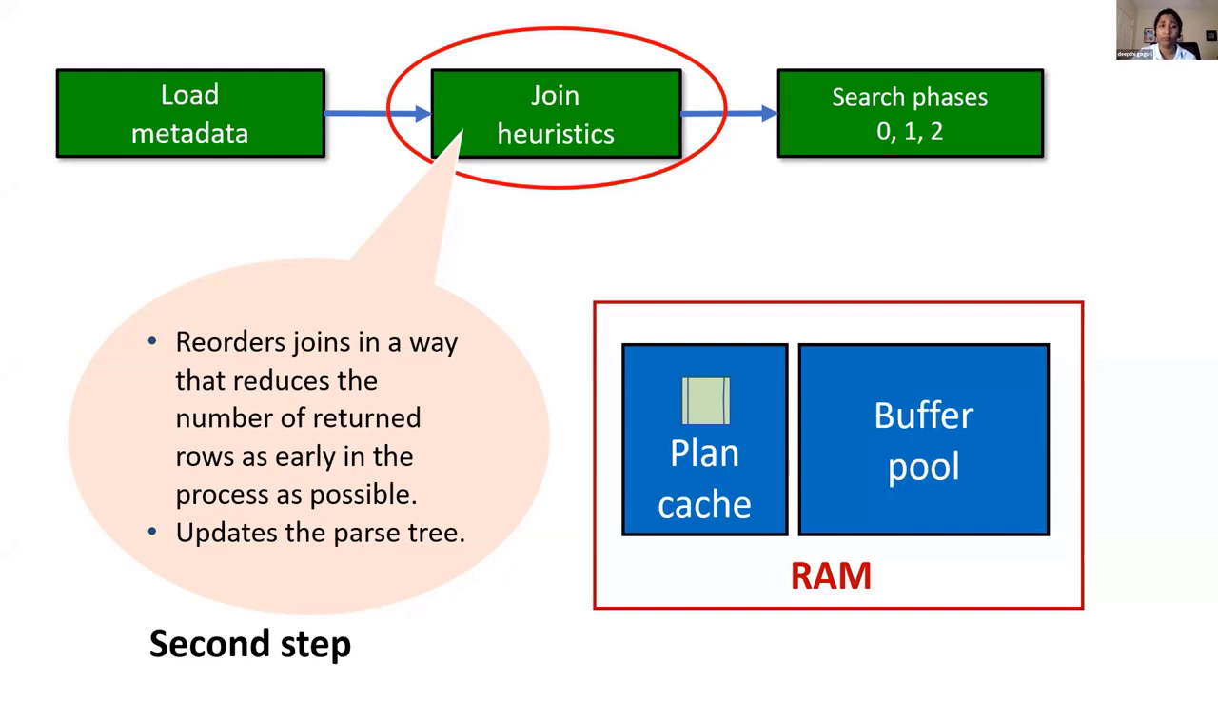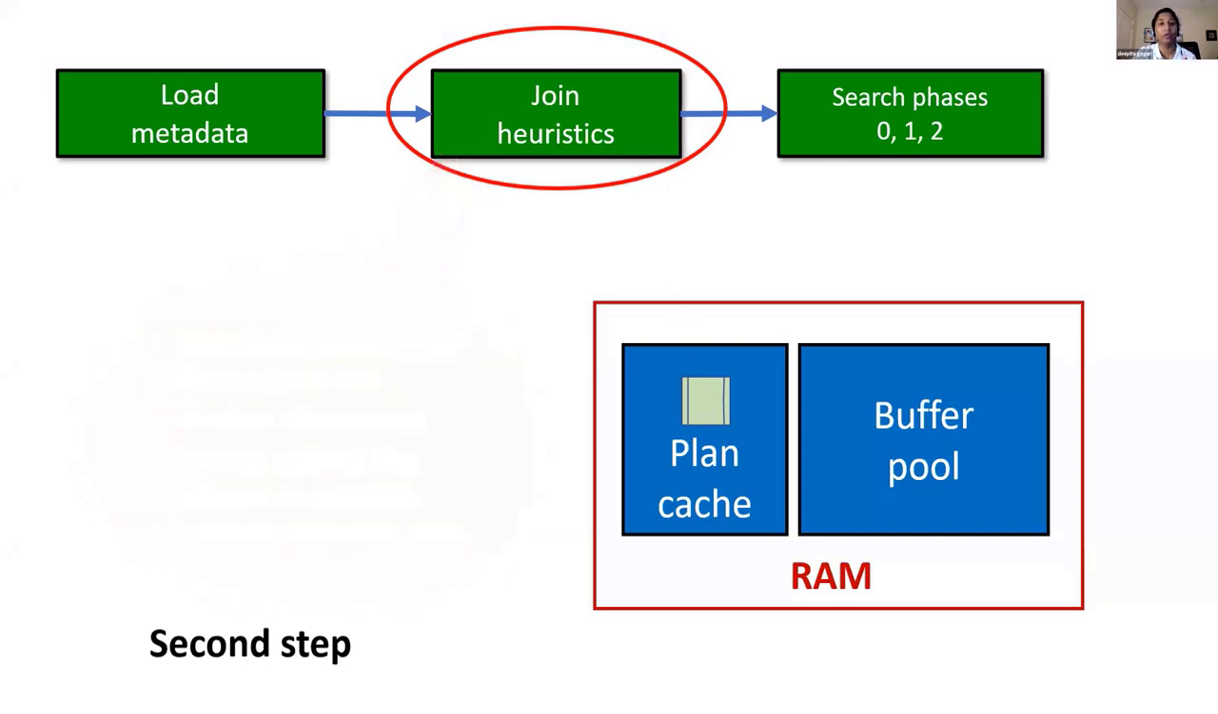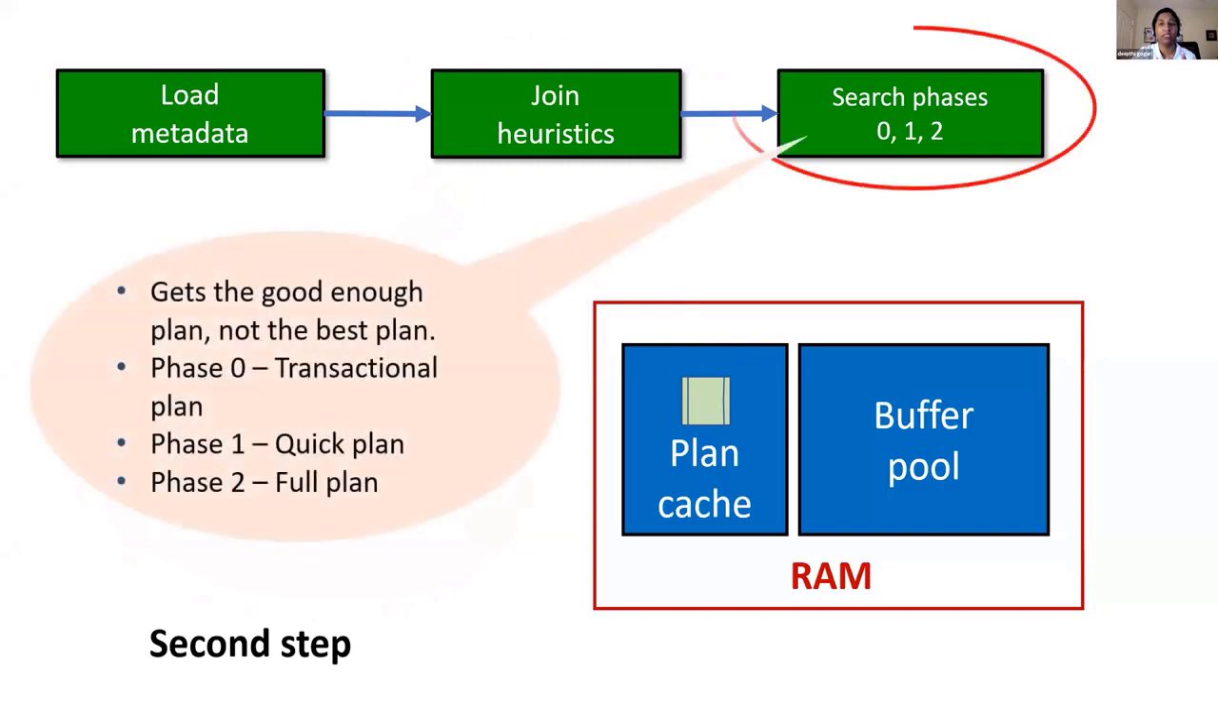because it wants to get the results as soon as possible. With all this information, the join heuristic component will now update the parse tree inside the plan cache. And now the query will go to the search phases. In the very next slide, I'm going to discuss the details of these search phases. But for now, just remember that the optimizer is a cost-based optimizer. It always wants to choose a good enough plan very quickly with a small amount of resources. It will choose from these 3 plans: phase 0, 1, and 2.